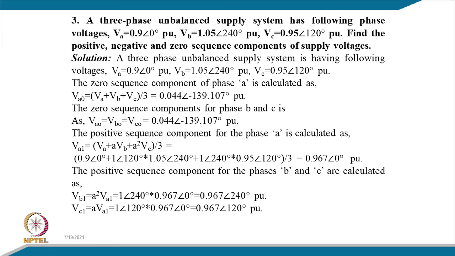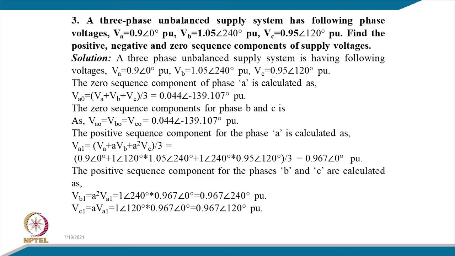So, the 3-phase unbalanced supply system has the following voltages: VA equal to 0.9, VB 1.05 and VC 0.95 per unit. So, you can find the 0 sequence from the sequence formula, VA0 equal to VA plus VB plus VC by 3, and it comes to 0.0044 at the angle of minus 139.10 degree in per unit. The 0 sequence components of phases B and C are the same, because they are co-phasal. So, the same value will be there for the B and C phase 0 sequence components also.